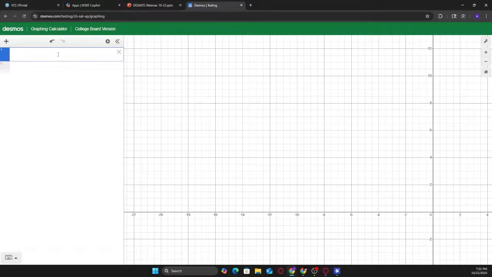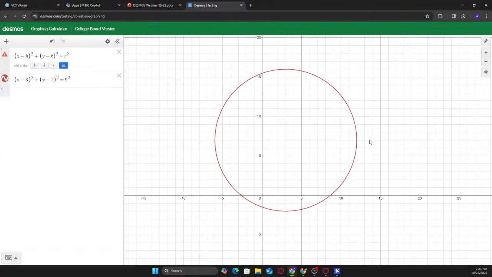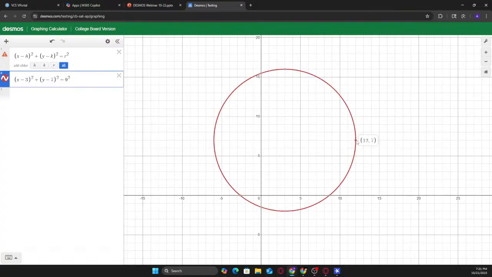For example, we could say (x minus h) squared plus (y minus k) squared equals r squared. This is going to be the circle formula. If we just type that out, copy and paste, we can say 3, 7, 9. So we have a circle right here. And if we're trying to figure out, okay, we have 12 and 7, so we're going to say A equals (12, 7). And then we can figure out the last point, negative 6 and 7.